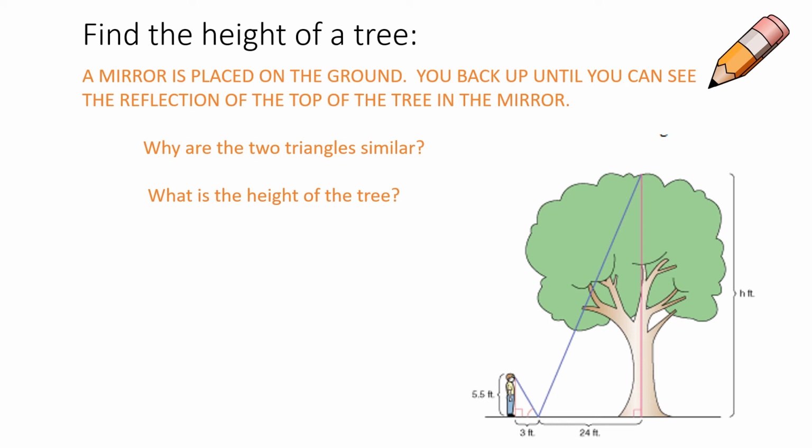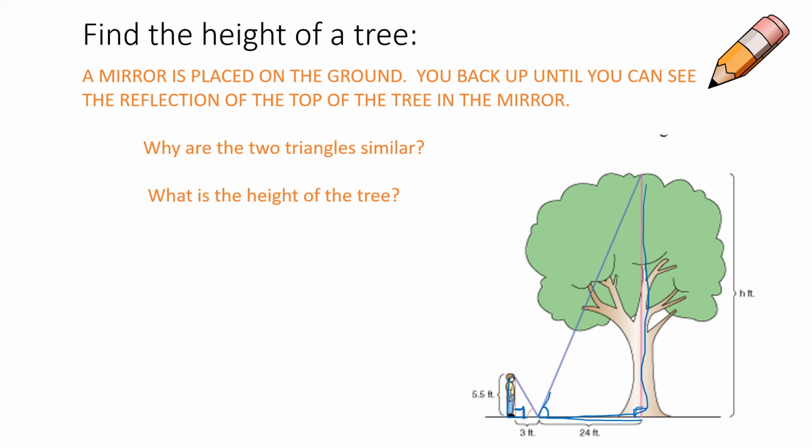Now, if you notice, this person standing with the ground is creating this right angle here, and the tree with the ground is also creating this right angle here. Now, the angle you're looking down on the mirror is the same angle as you are looking up here. So if you notice here, this angle would have to be congruent as well.